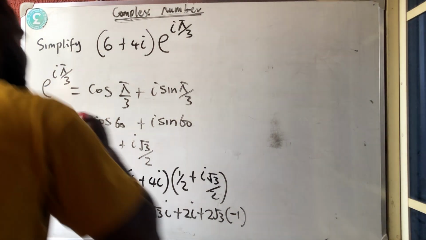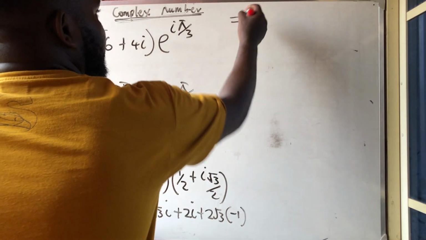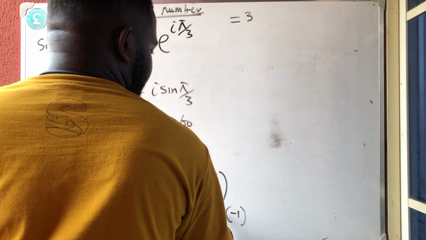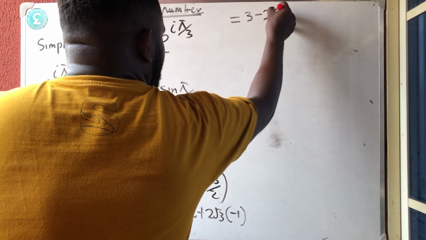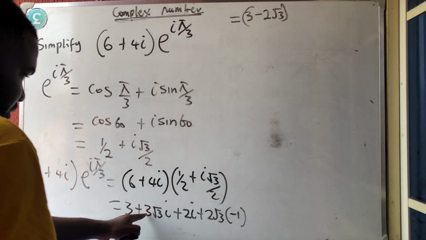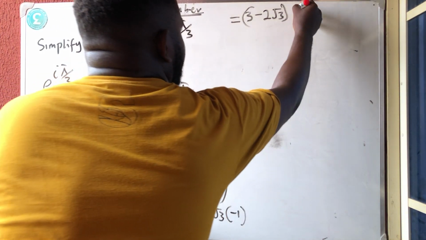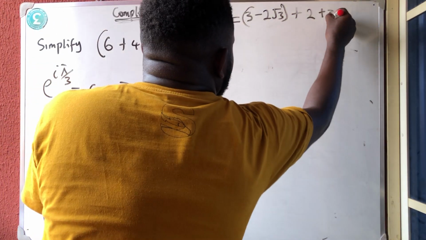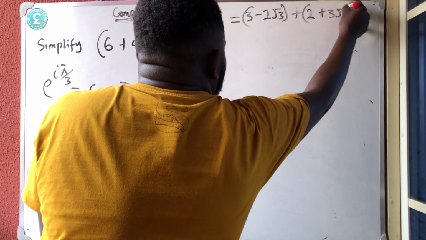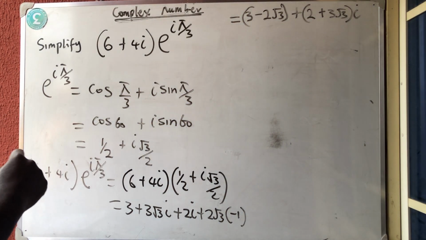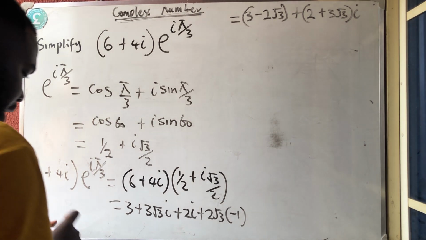So your final answer becomes, let me write it here, 3 plus minus is minus 2 root 3. This is the real part. Then the imaginary part is 2 plus 2 plus 3 root 3, 3 root 3. And all of them have what? i. So this is the final answer. This is the real part and the imaginary part. Okay.